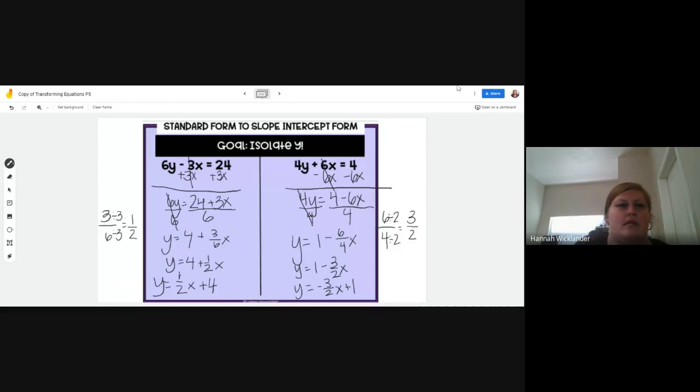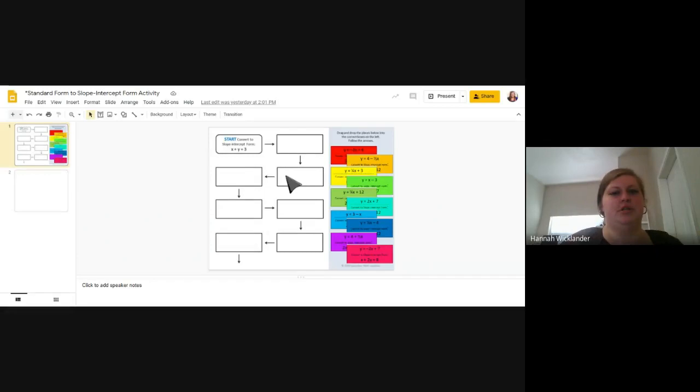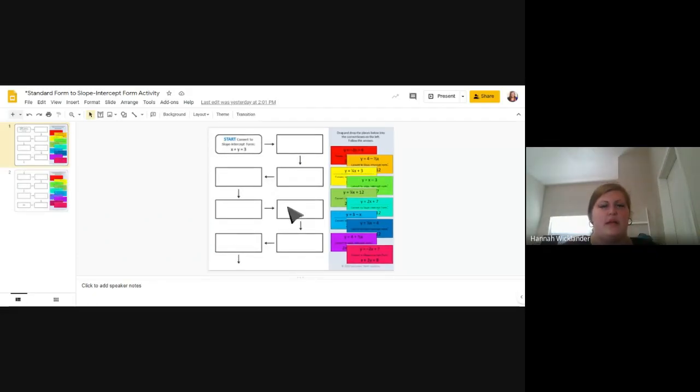Okay, so that is what today's assignment is. Let me upload or post the assignment. And then, there we go. Let me open it up. Okay, so it's on Google Slides, and it looks like this. There are all these colorful boxes on the side. What you're going to do is follow it like a little maze, so you follow the arrows.